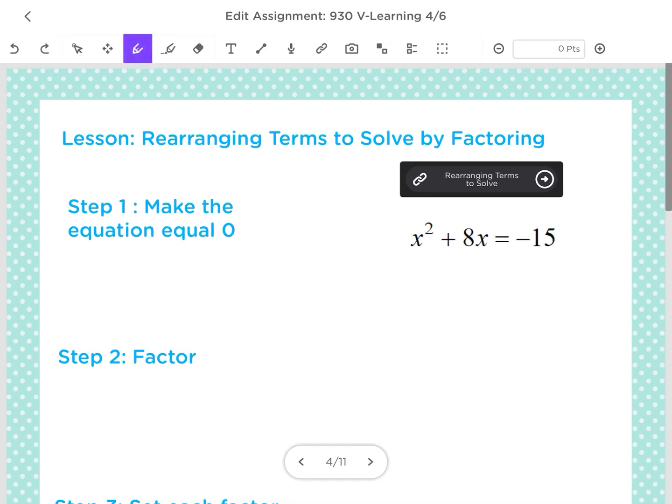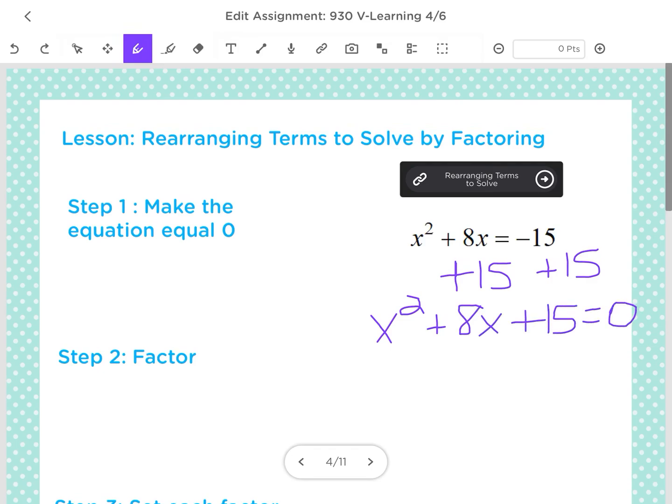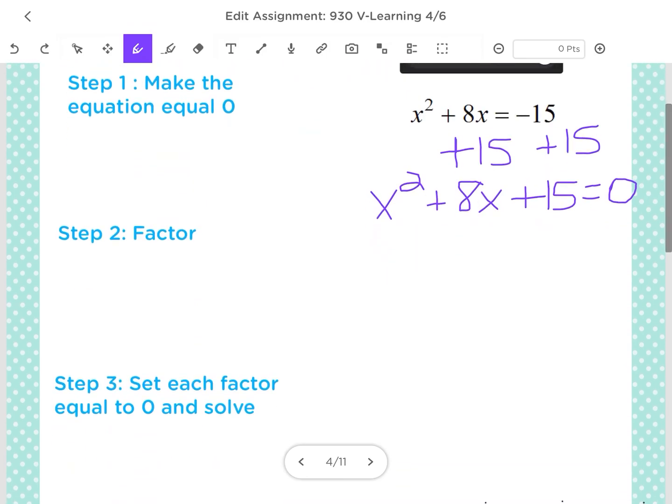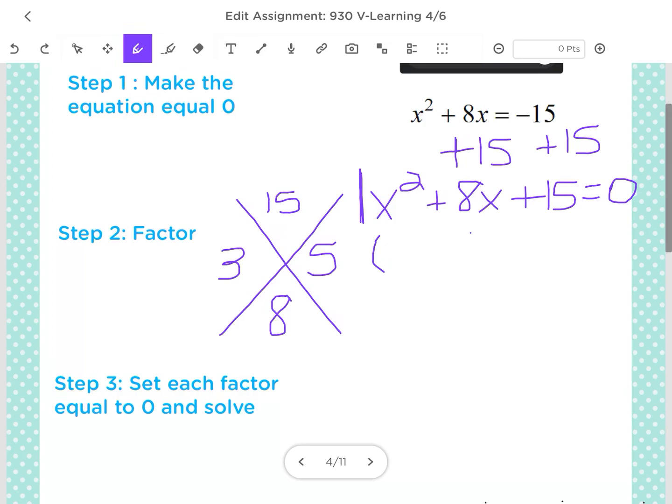Once you add 15 to both sides, you have x squared plus 8x plus 15 equals 0. Our second step after we do that is going to be to factor. So remember, when you're factoring, we need two numbers that are going to multiply to get 15 and add to get 8. So we're going to go 3 and 5. Since this is a 1x squared trinomial, we can take these numbers that we've come up with, and those can go right into our parentheses as our factors.